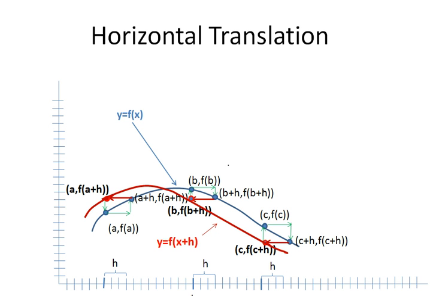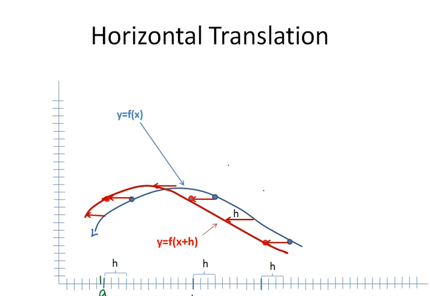If we do the same for all points in y equals f of x, then we get the new function y equals f of x plus h. We see that the function f has been translated, shifted, or slid h units to the left. The graph of y equals f of x plus h can be sketched quickly by shifting points in the graph of y equals f of x by h units to the left.